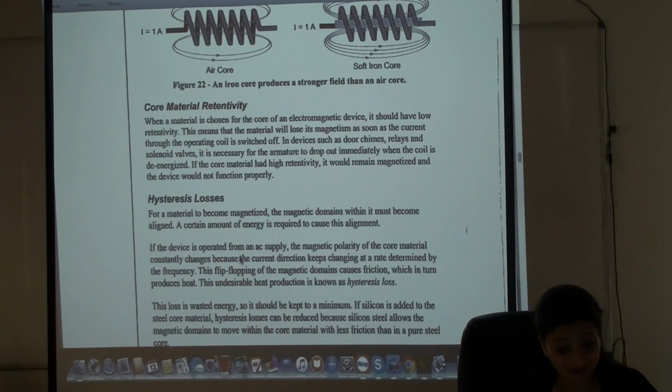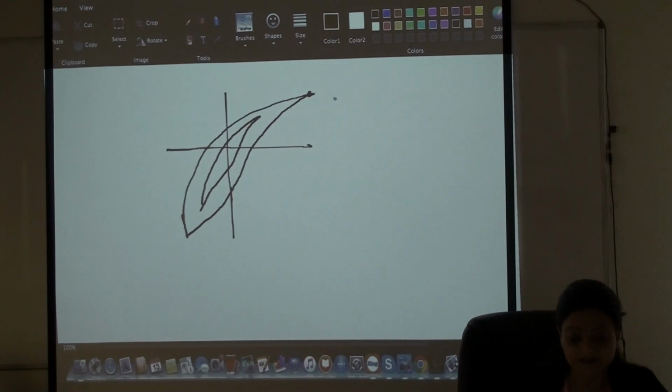Now, the last thing you want to learn in this whole chapter is hysteresis loss. All these definitions, that's the last definition. What is hysteresis? Remember I showed you this curve? This curve is also called the hysteresis curve. You gave some charge to magnetize it. It got magnetized to the highest point.